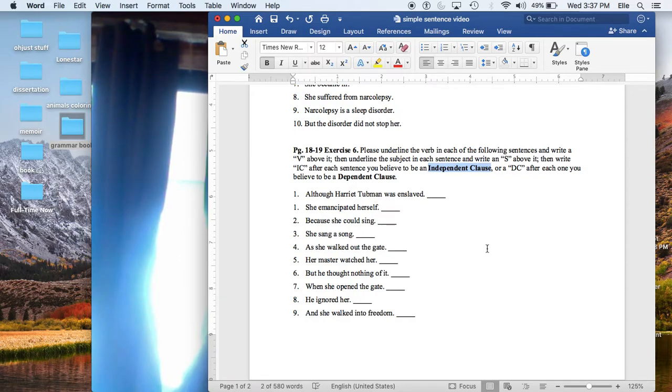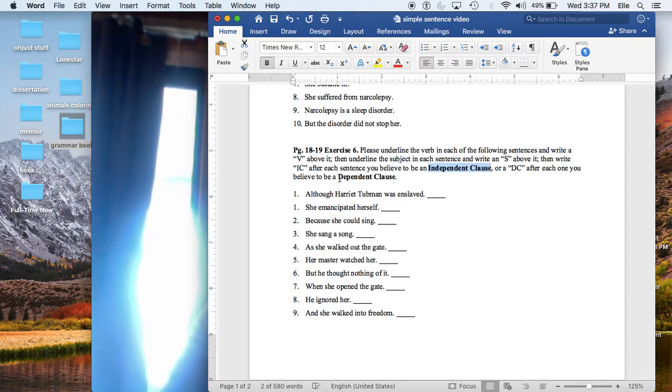For that, we write IC, which of course is the acronym for independent clause, or dependent clauses, which again, because it's a clause, still has a subject and a verb, but it can't stand on its own. So you need to make sure that a simple sentence is an independent clause.